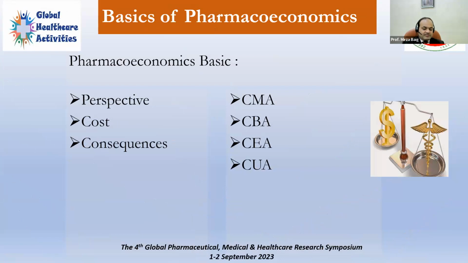As I said, it doesn't look as simple as it sounds, because there are different perspectives. We need to decide what perspectives we have to apply, what different types of cost based on the perspectives, and what consequences you are expecting based on the different analyses, whether it is a cost minimization analysis, cost-benefit, cost-effective, or cost-utility analysis.